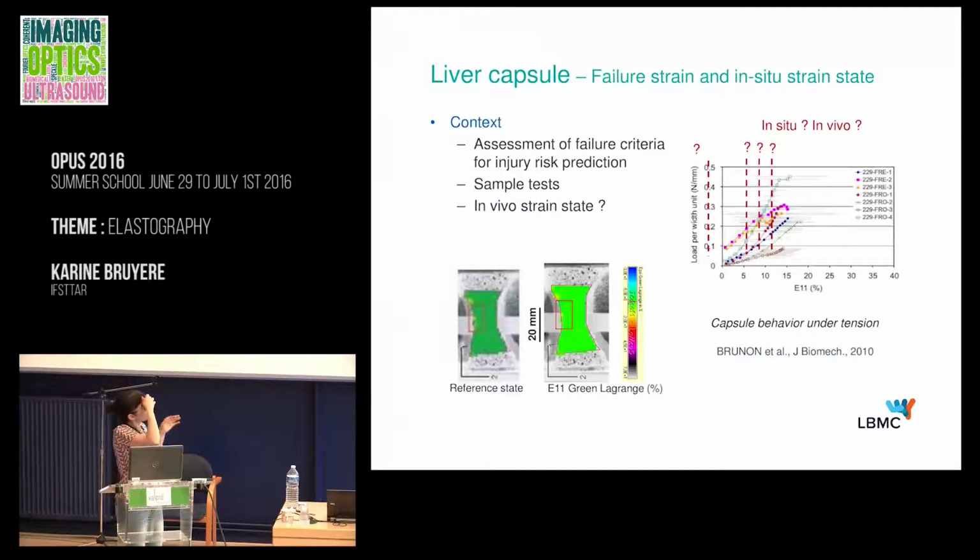So here are some illustrations of data from tensile tests on the capsule. But the problem is that we've got in vitro data from samples. And the question here, we've got load strain, stress strain curves. Ultimate strain is somewhere here. But the question is, in vivo, or in situ at least, what is the strain state of the capsule, of the liver capsule?